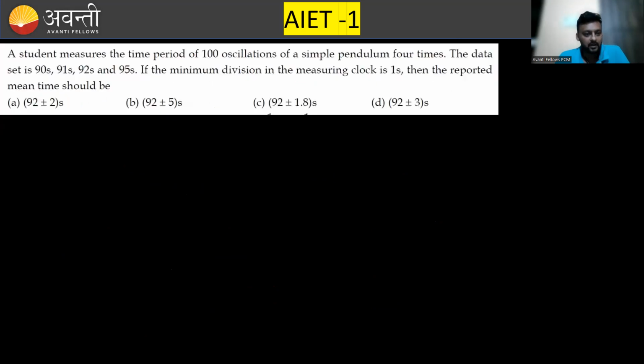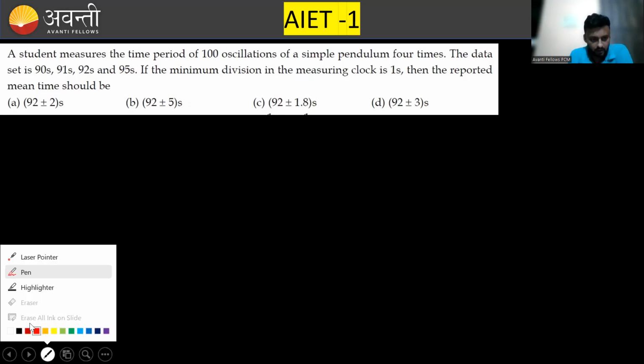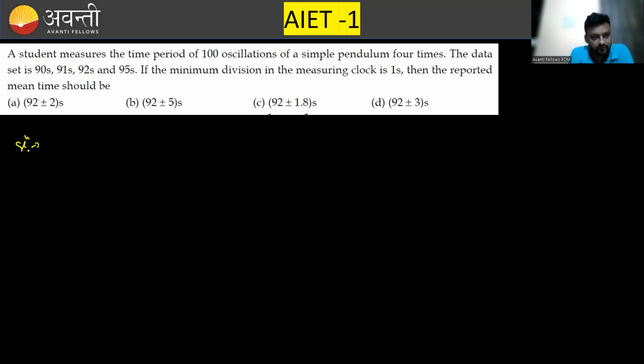Clear now? Moving further. Now this is the question of error. Okay. The question is easy, but most of the time students fail to start it. They are just worried about what they need to calculate. A student measures the time period of 100 oscillations of a simple pendulum 4 times. That means the time taken for 100 oscillations is calculated, and he has taken the reading 4 times.